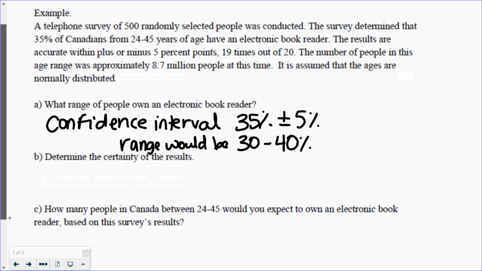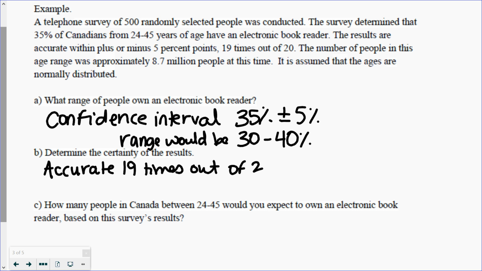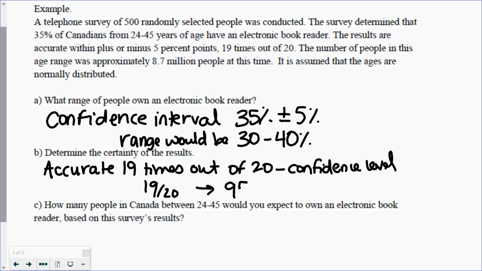Determine the certainty of the results. How certain do we feel that these results are accurate? And so that comes from that confidence level. Since it's saying it's accurate 19 times out of 20, again, that's our confidence level. So we could do 19 divided by 20 multiplied by 100. We're 95% certain of those results.